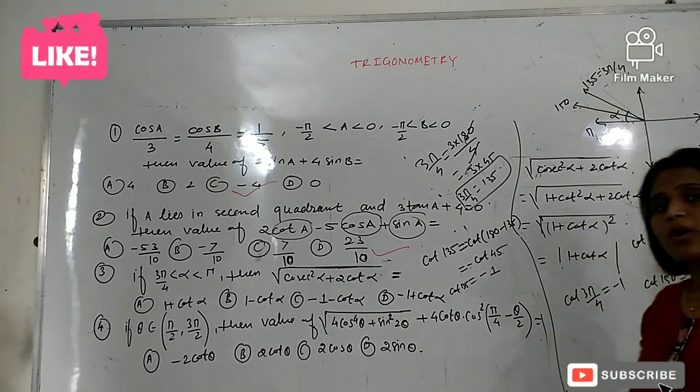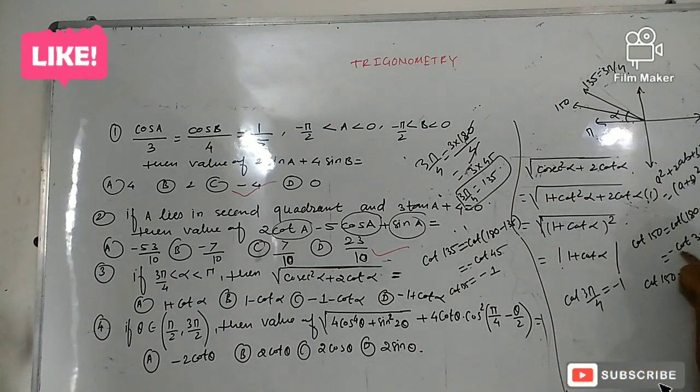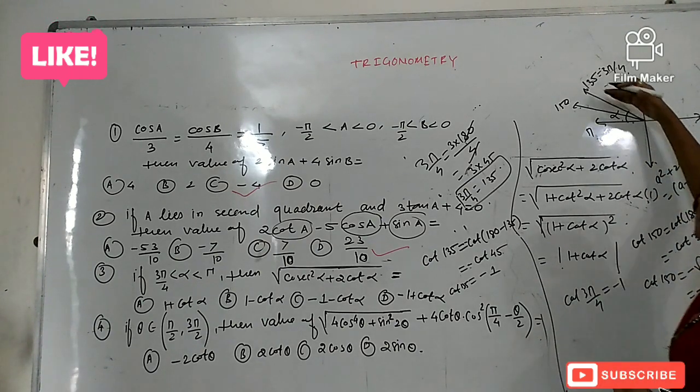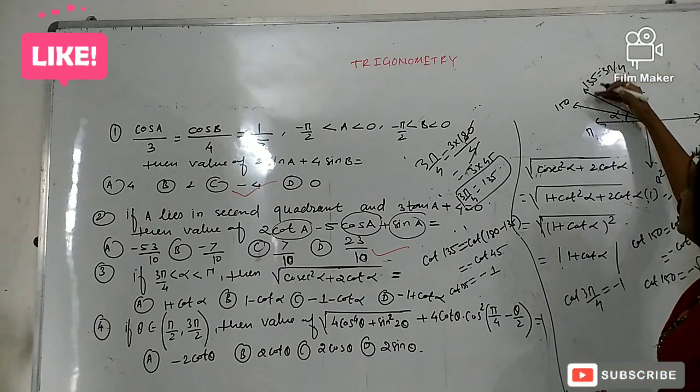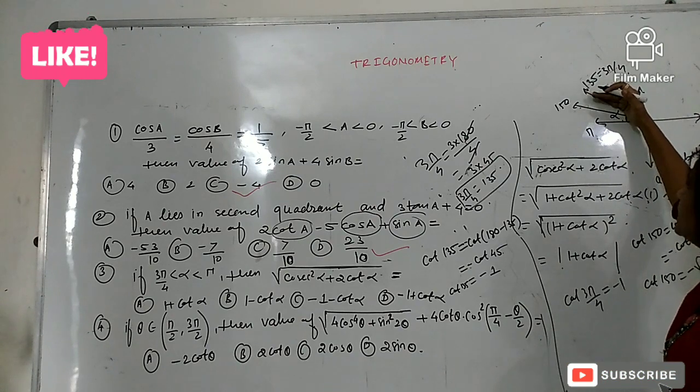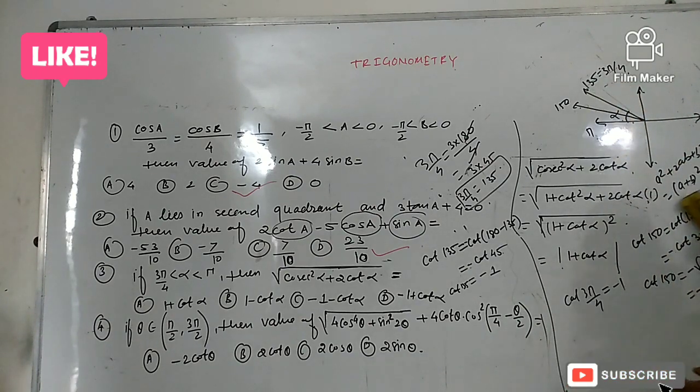So what is the value of cot 30? Cot 30 value is root 3. So cot 150 value is minus root 3. And root 3 means the value is 1 point something, whatever it is. So as we move from 3 pi by 4, or 135, toward pi, this cot value keeps decreasing.